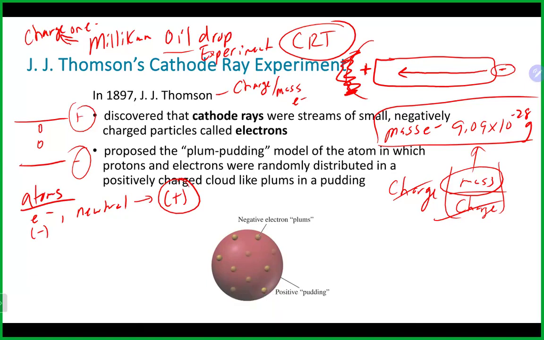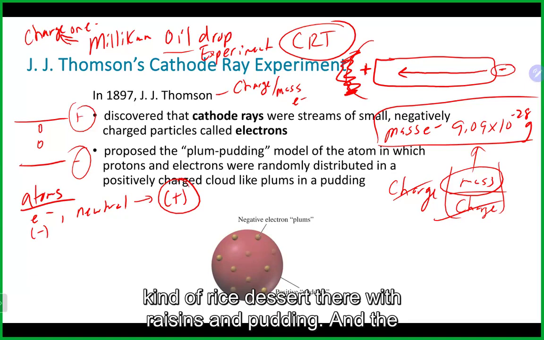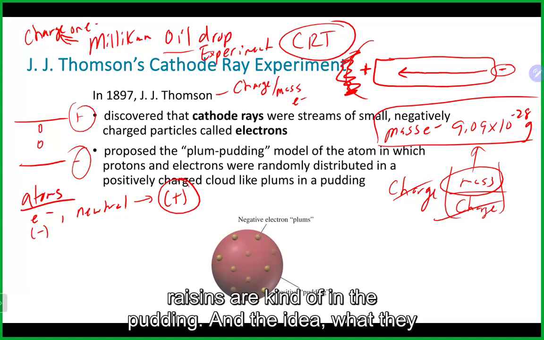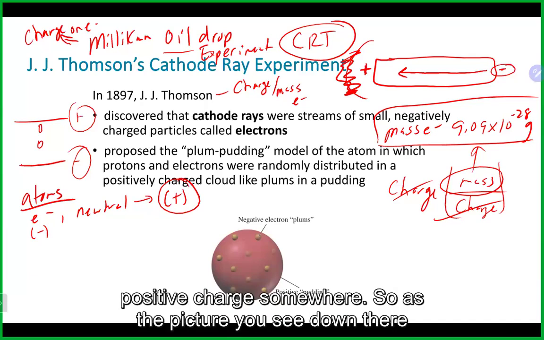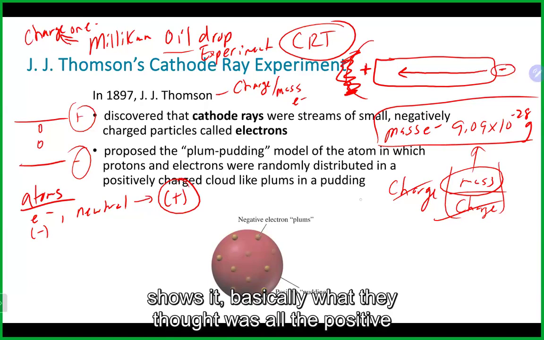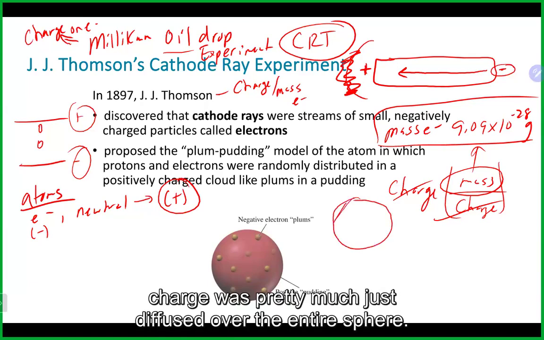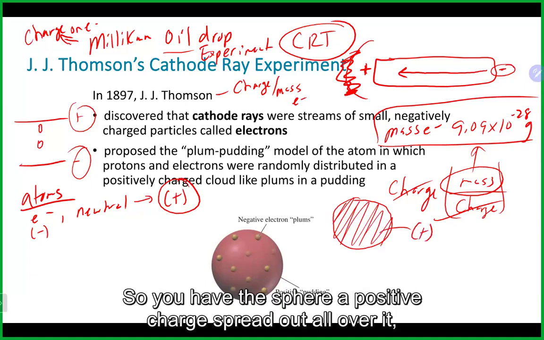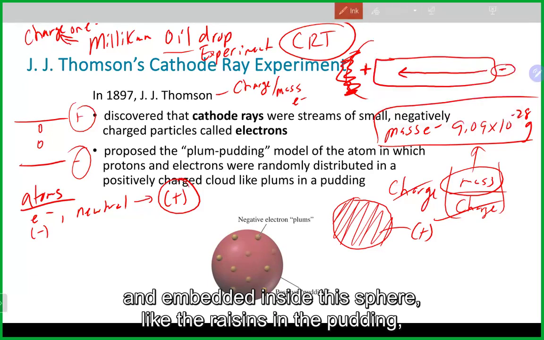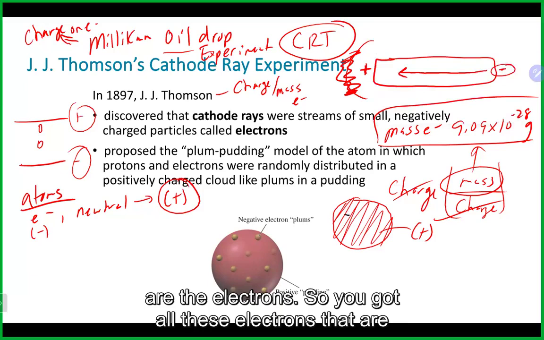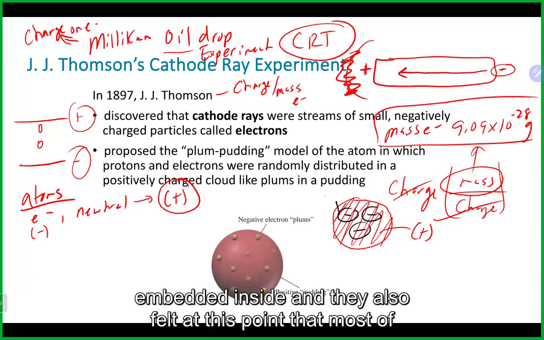Plum pudding is like a kind of rice dessert with raisins in the pudding. The idea was, all right, we know the atom is neutral, so it has to have some positive charge somewhere. As the picture shows, they thought all the positive charge was diffused over the entire sphere. So you have the sphere with positive charge spread out all over it, and embedded inside, like the raisins in the pudding, are the electrons.